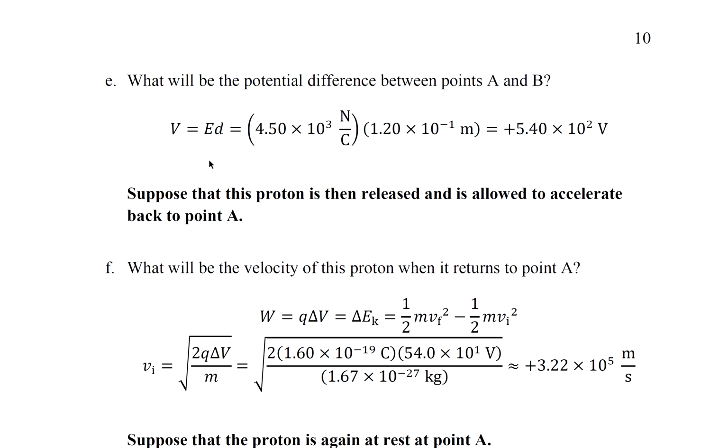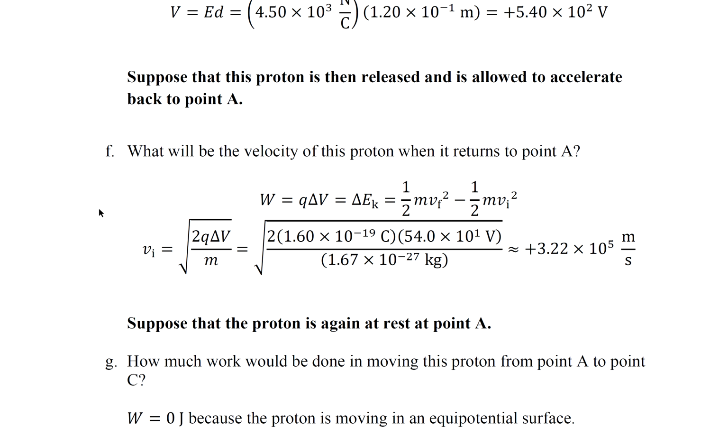Suppose that this proton is then released and is allowed to accelerate back to point A. Part F, what will be the velocity of this proton when it returns to point A? W equals Q delta V, which is equal to delta E sub K. Solve for V final. So this should be V final, not V initial.